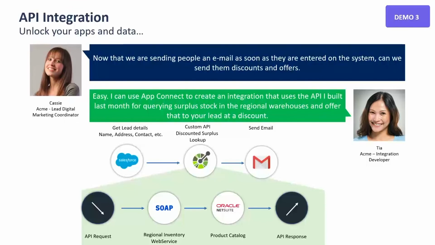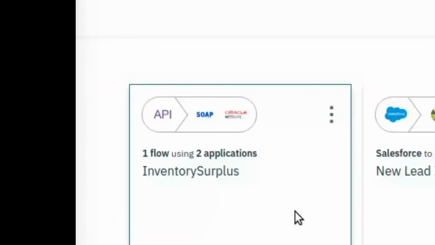Tia remembers an API she built for another project that allows the regional warehouses to publish information about surplus stock levels. So it would be relatively easy to reuse that API and offer the lead a significant discount on some of the product lines that are currently surplus in the warehouse local to the lead. The existing API that Tia is going to use is actually an integration between a long-standing SOAP-based web service and the new SaaS-based ERP on Oracle NetSuite.